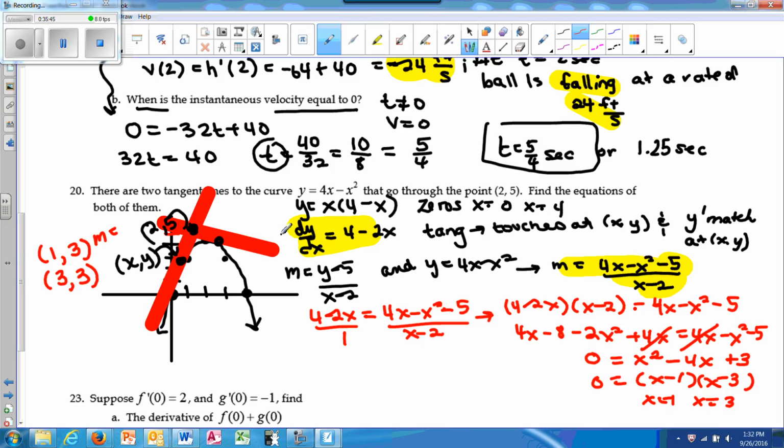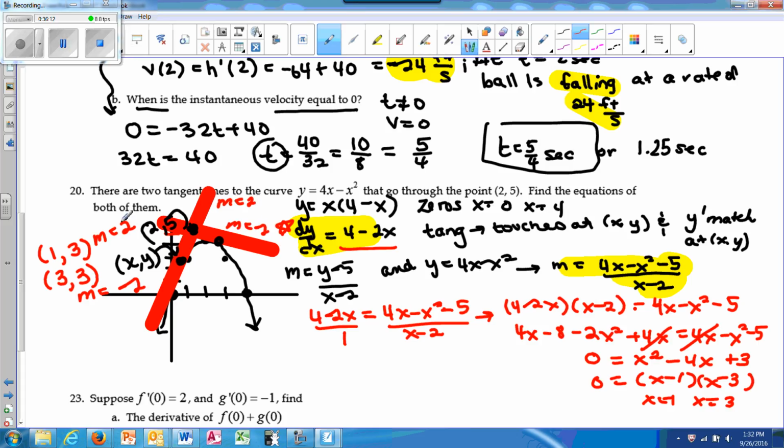So if I factor, I end up with x equals 1 and x equals 3. That would make sense based on the diagram, that 1 and 3 would be the points of tangency. Remember, a sketch is never a reason, though.